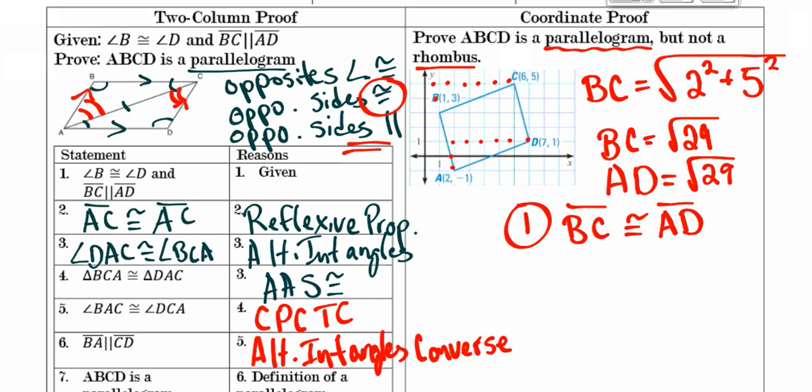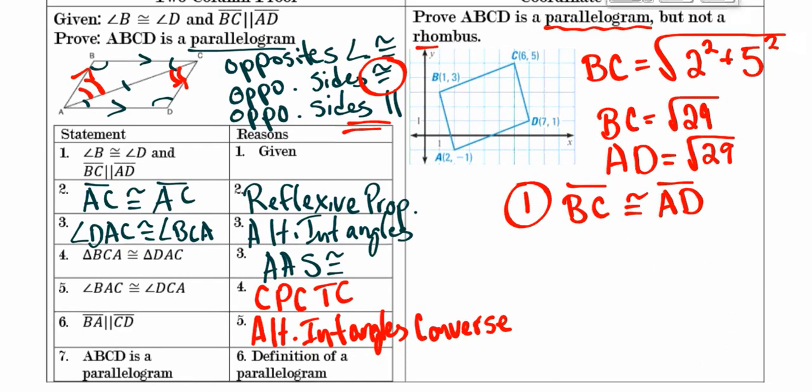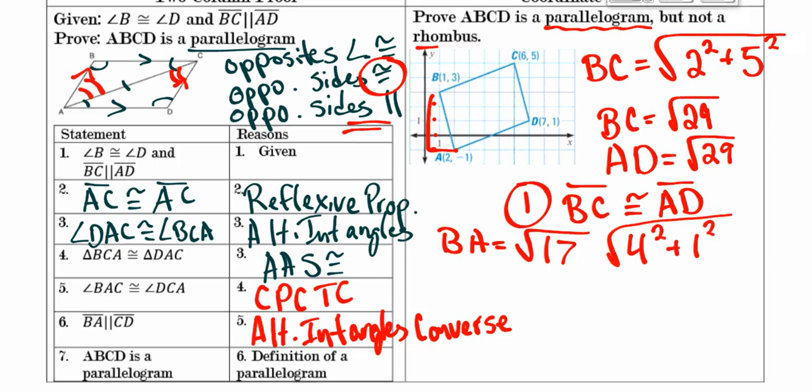The second thing is the exact same thing except with the other two opposite sides. So I'm going to show BA and CD are also going to be the same. BA, I'm counting 1, 2, 3, 4 straight down and 1 over. That right triangle has a side of 4 and 1. So that length is the square root of 17. Again, distance formula works too. 4 squared plus 1 squared, I'm doing the square root of that. That's giving me that 17.